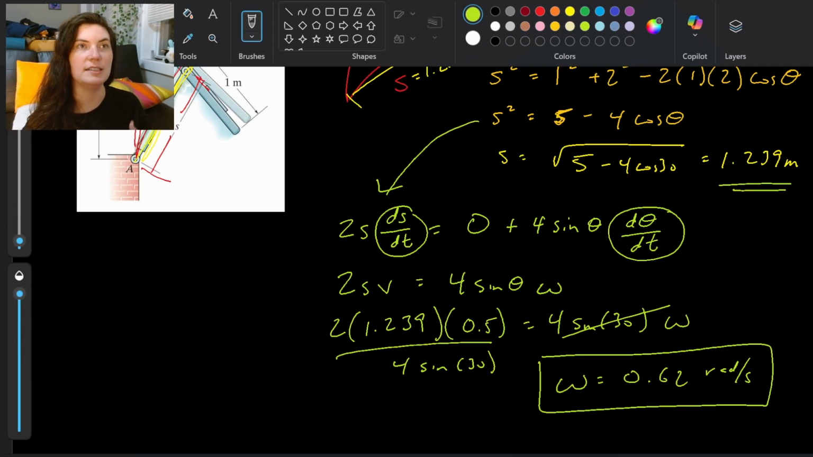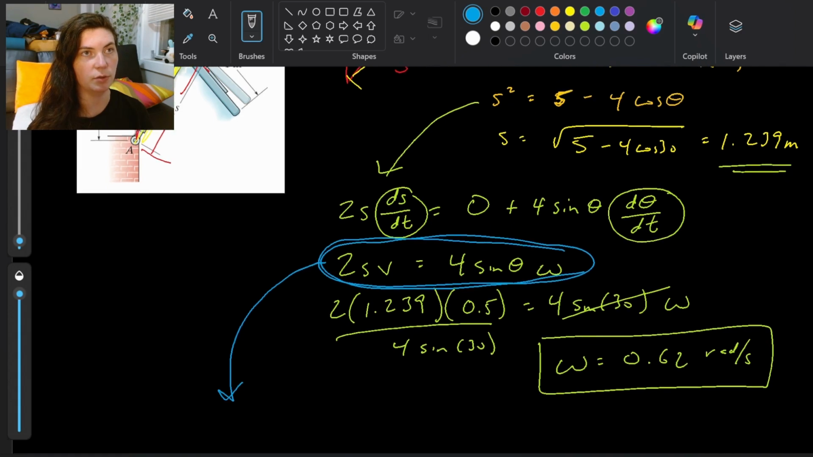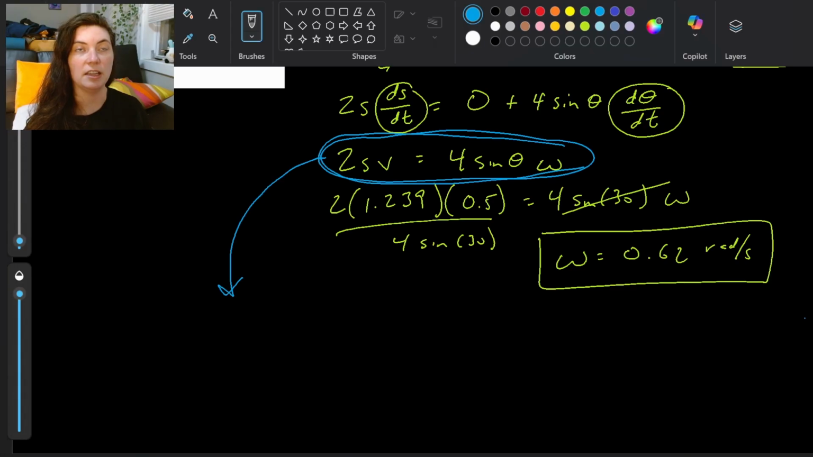We're going to take our second time derivative of our equation. We can actually just skip ahead and use this relationship here. I can use this relationship to take another derivative with respect to time, to find my angular acceleration. That's the last guy that I need here.